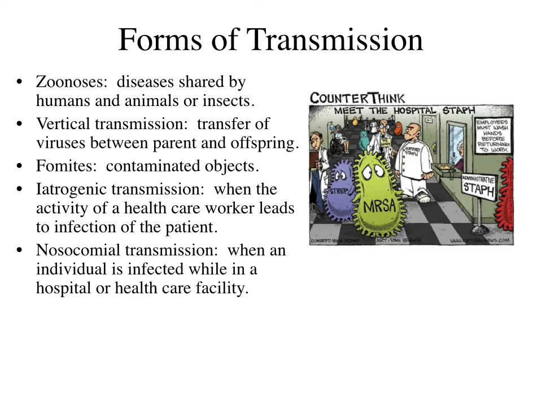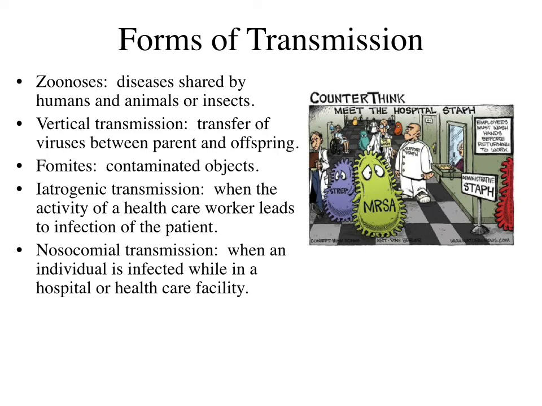First, we have forms of transmission. Zoonoses are diseases shared by animals and humans and/or insects, as opposed to an anthropogenic virus that only infects humans. If animals are involved in the replication cycle, that really changes things in terms of epidemiology.